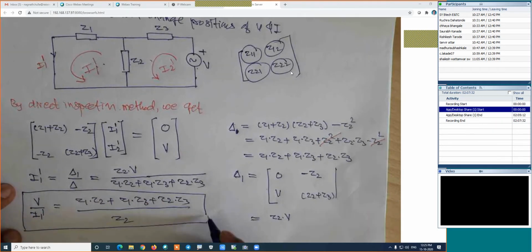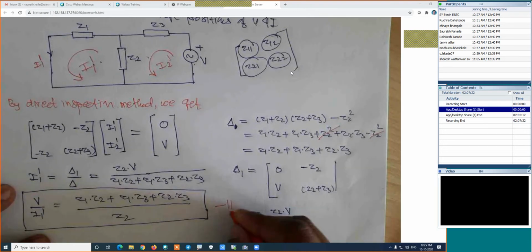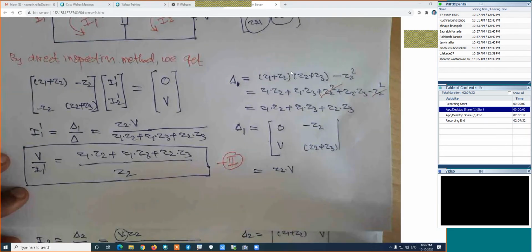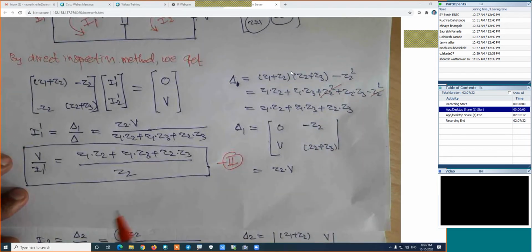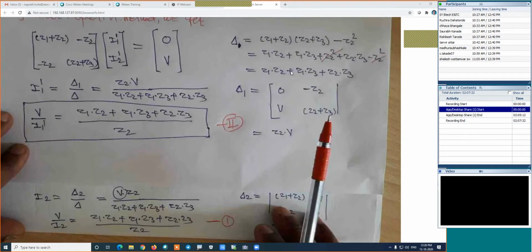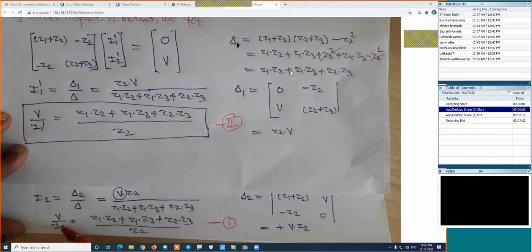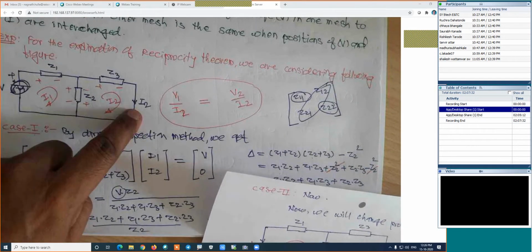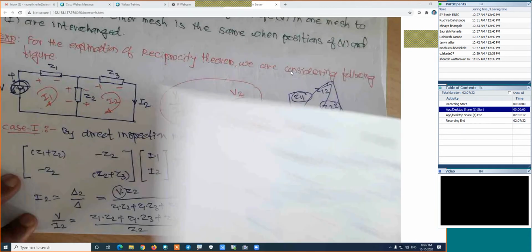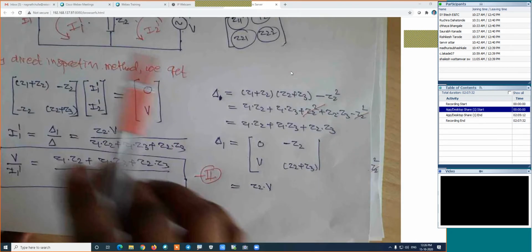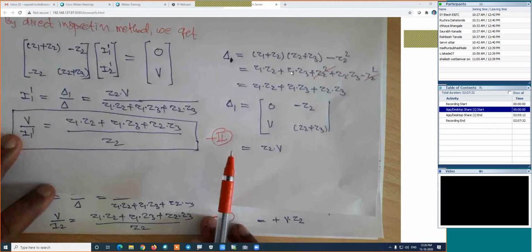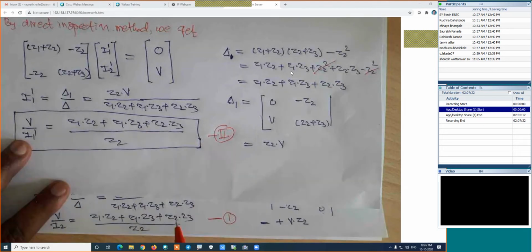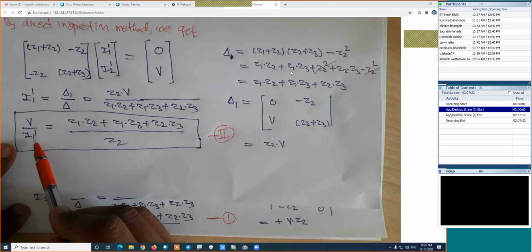Now look at equation number 1 and equation number 2. If we are comparing equation number 1 and 2, look at here. This is the ratio of the voltage and current. When the voltage source is here and the current we are calculating is here, that ratio is something like this. And if we change the positions of V and I again, the ratio will be the same. Look at this: Z1 Z2, Z1 Z3, Z2 Z3 divided by Z2. This is V upon I1 dash and this is V upon I2.